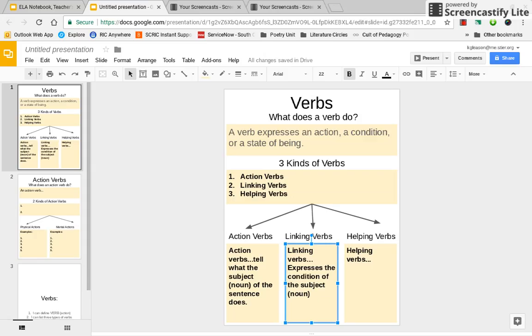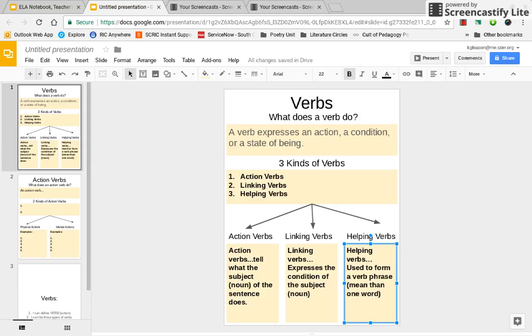And helping verbs are used to form a verb phrase. And by phrase, we just mean more than one word. So if I say, I should be running right now. Should, be, and running are all 3 verbs in that sentence. So it's a verb phrase because there's more than one verb. We'll talk about helping verbs in the future. Today, let's just focus on action verbs.